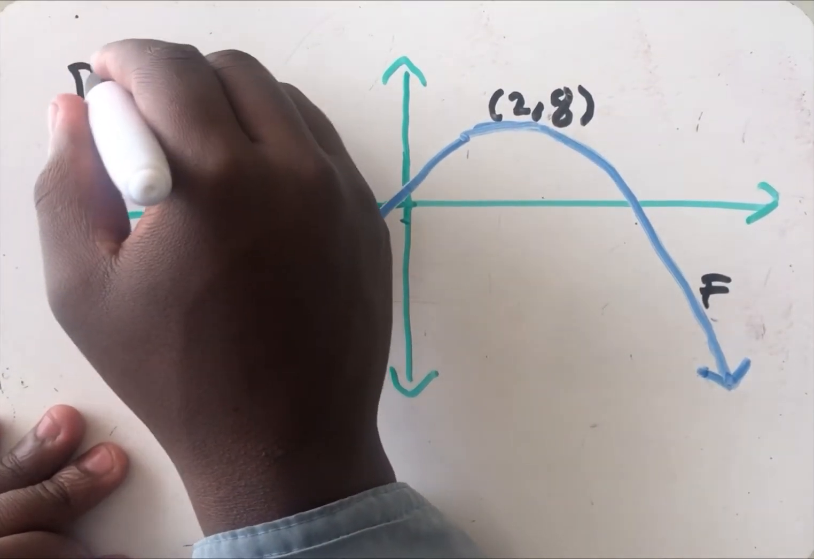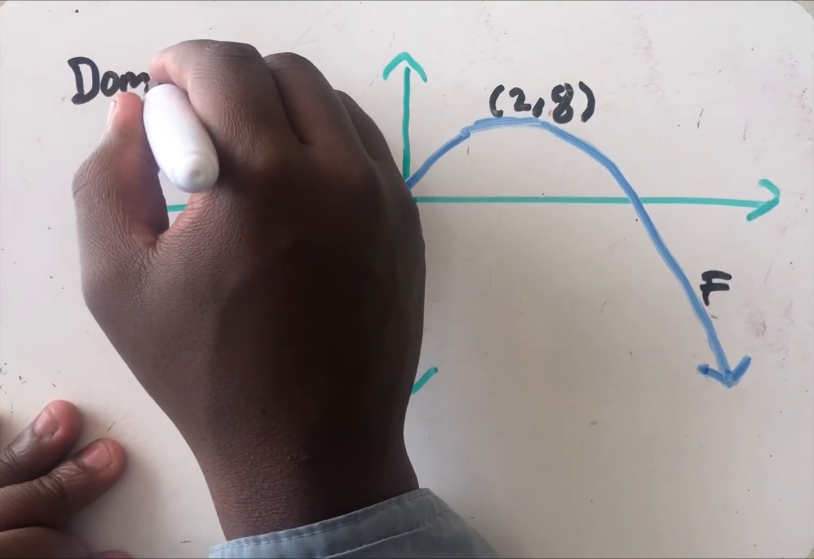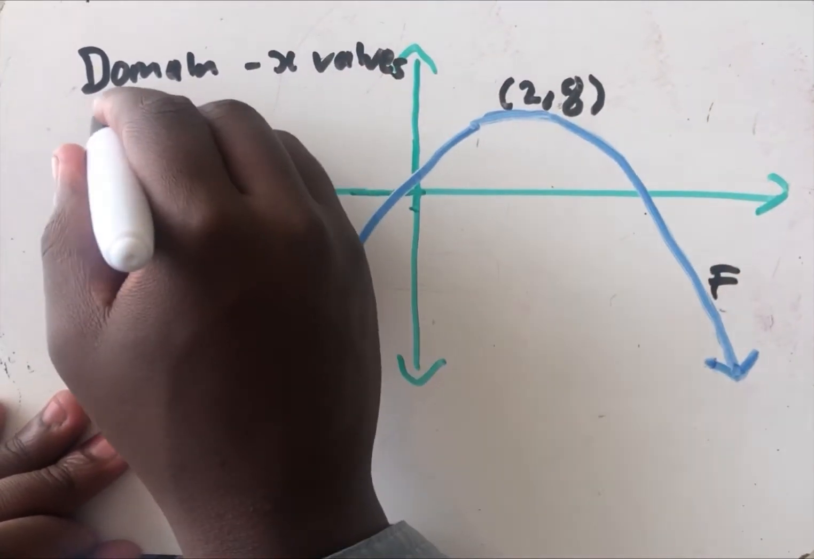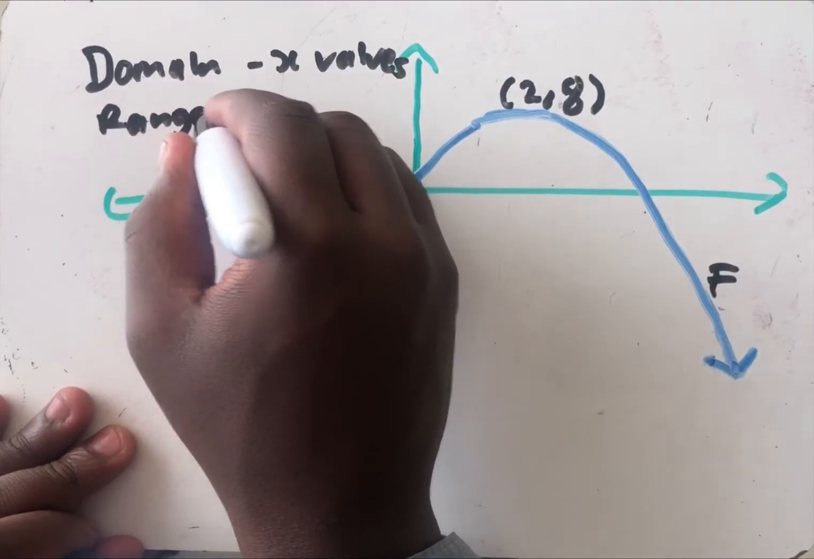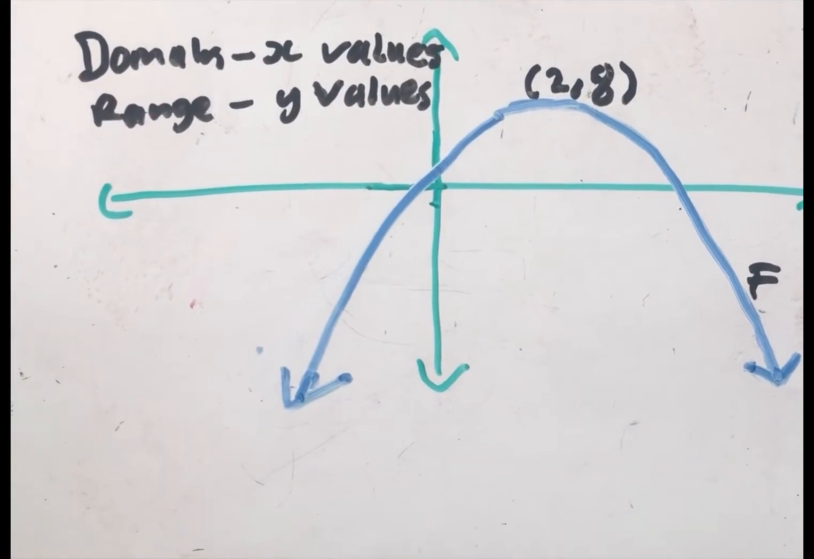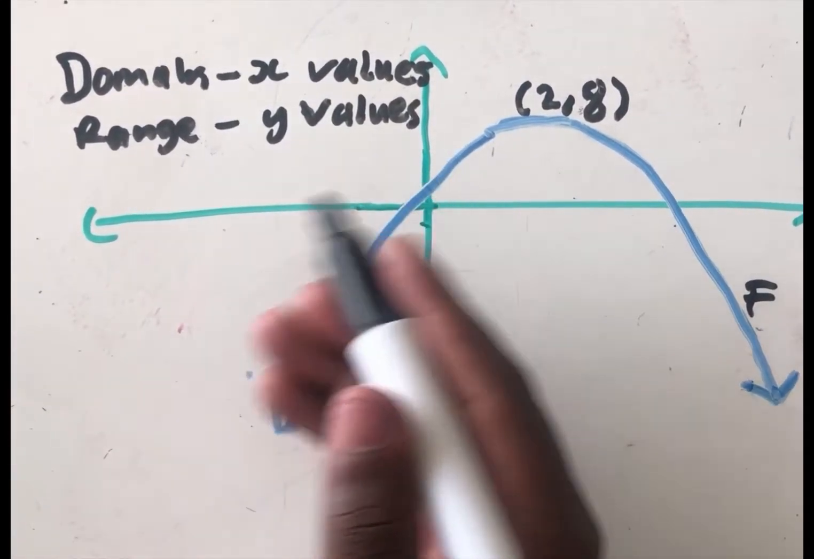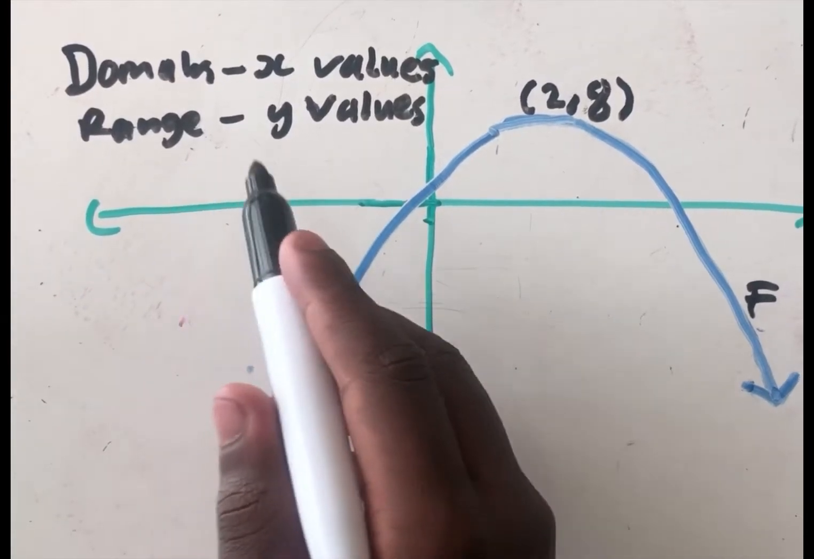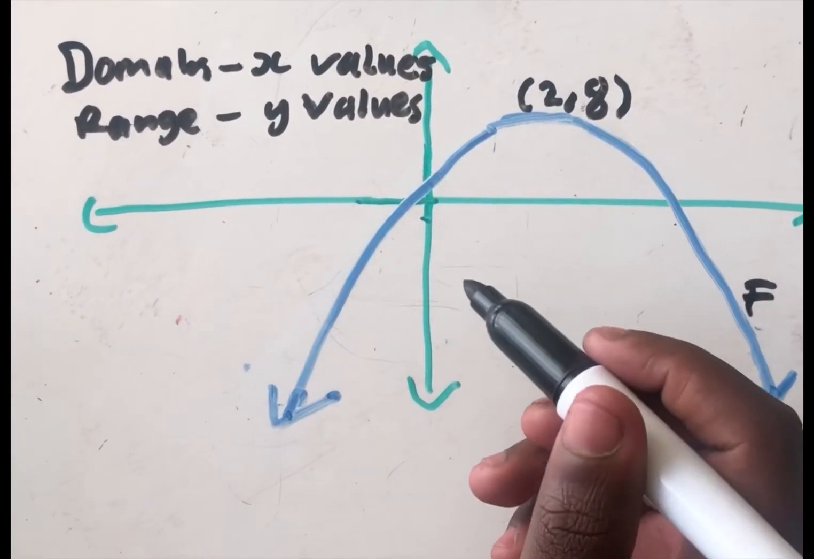The domain are all the x values that exist on the graph. And then the range are all the y values. So the domain are all the x values that exist on the graph. The range are all the y values that exist on the graph. So domain is from left to right, range is always from down to up.